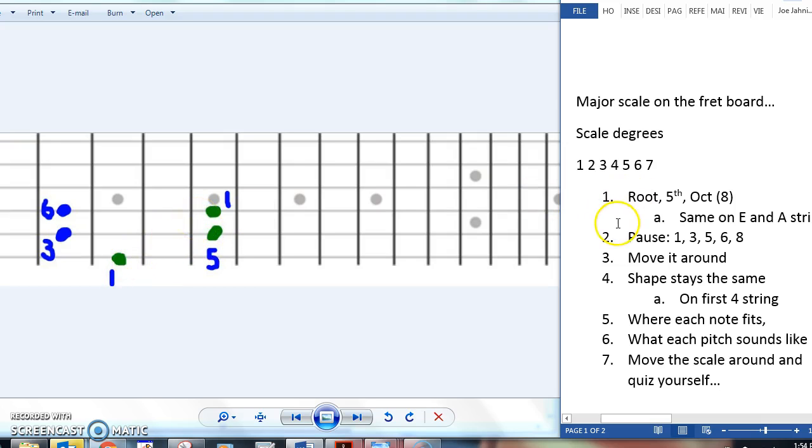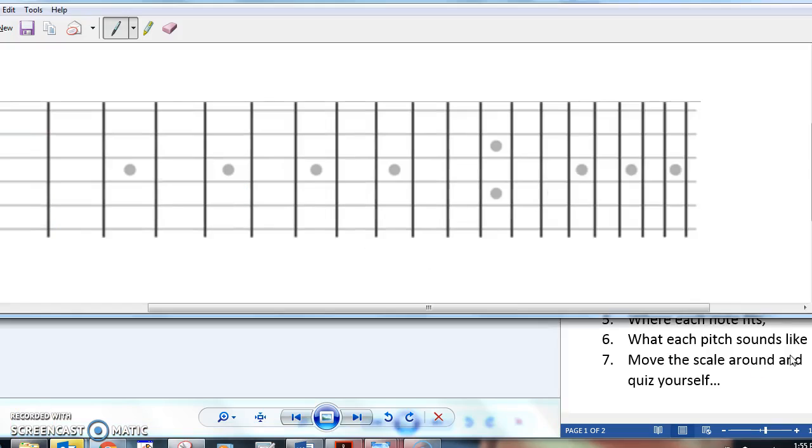Now I recommend you pause this recording and spend a few minutes practicing this. Move it around and figure out where the right notes are.